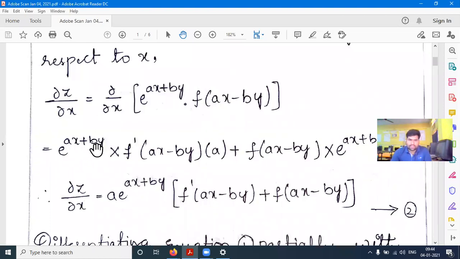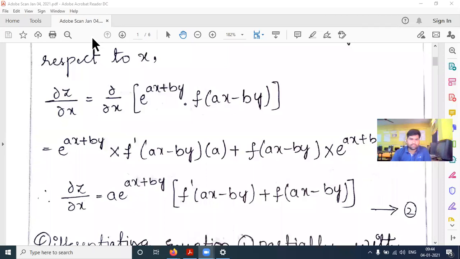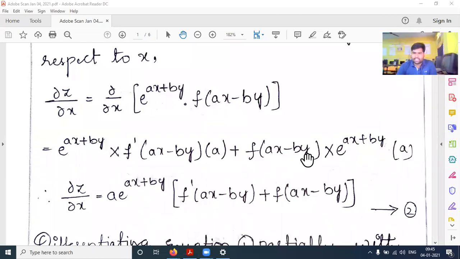U means e power ax plus by into the derivative of f, that is f dash of ax minus by, into the differentiation of ax minus by, which is a into dou x by dou x, that is 1, minus b into dou y by dou x, which becomes 0. So that is a. Plus f of ax minus by into the derivative of e power ax plus by, which is e power ax plus by into a.